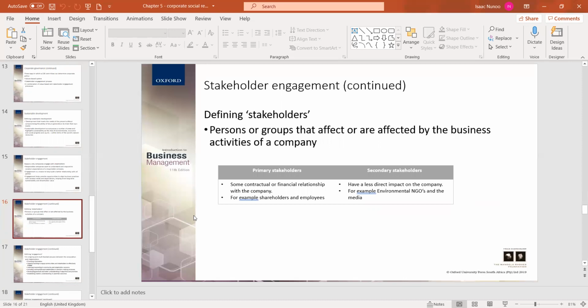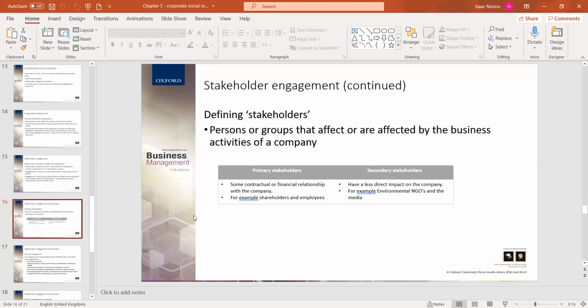One interesting thing about this is that when we talk of the primary stakeholders, we talk about the people who are directly affected. And for the secondary, they are less directly affected. Those who are primarily affected, we can talk about the shareholders and the employees. Those who are not directly affected are maybe environmental NGOs or the media.